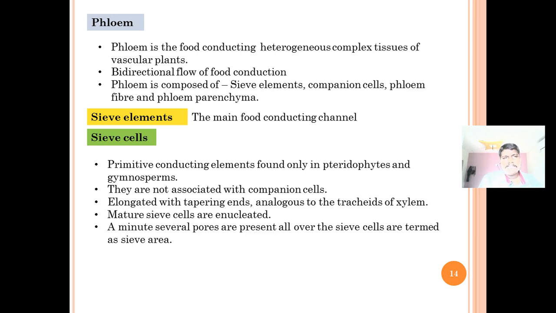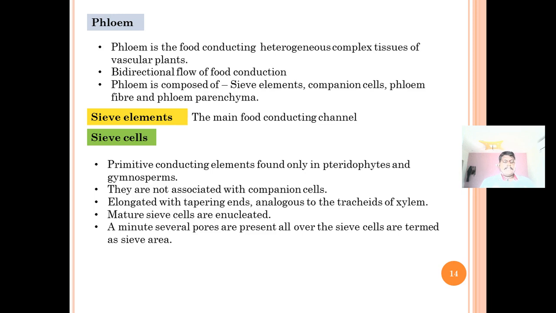However, when it comes to xylem, it is a unidirectional flow of water conduction. But in phloem it is a bidirectional one. Phloem is composed of sieve elements, companion cells, phloem fiber, and phloem parenchyma. First, we will discuss sieve elements. Sieve elements are of two types: sieve cells and sieve tubes.